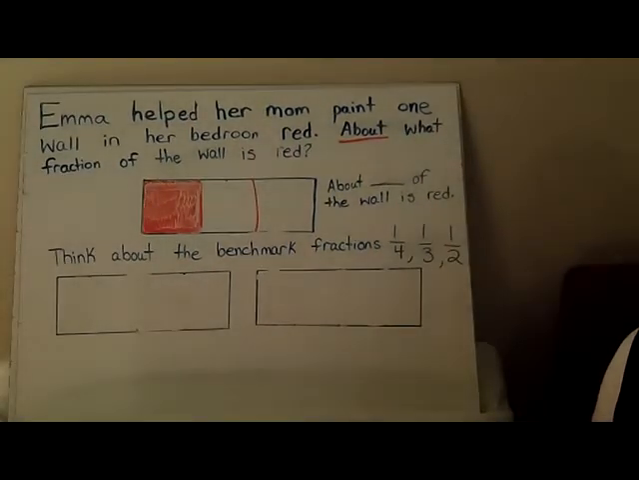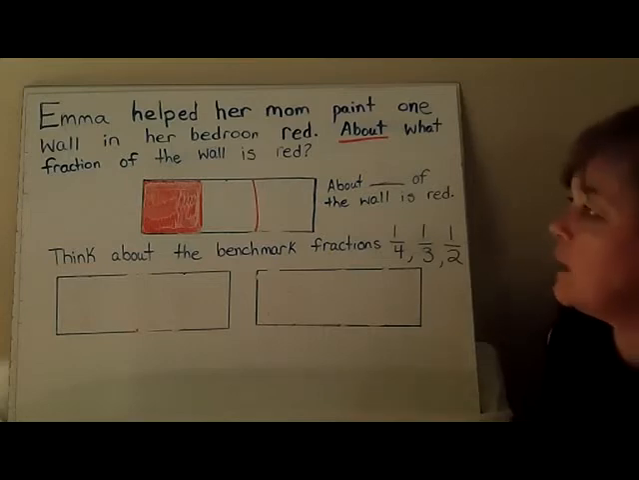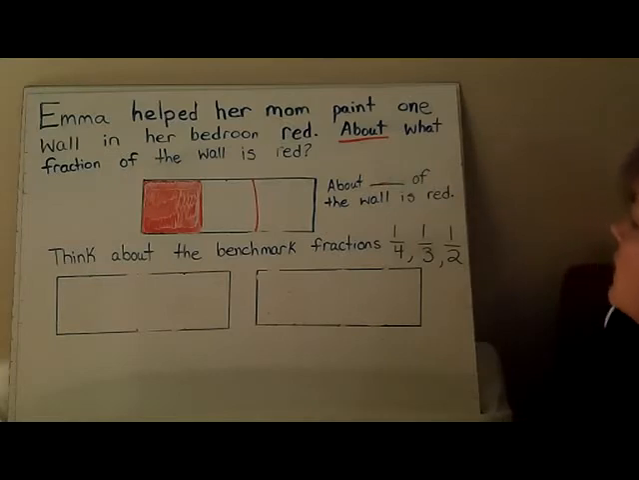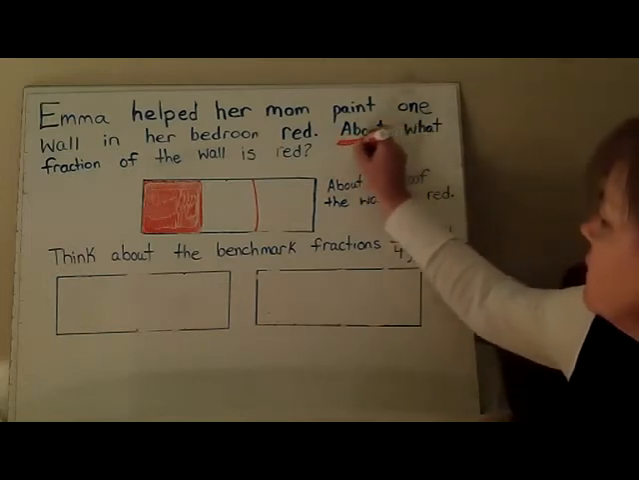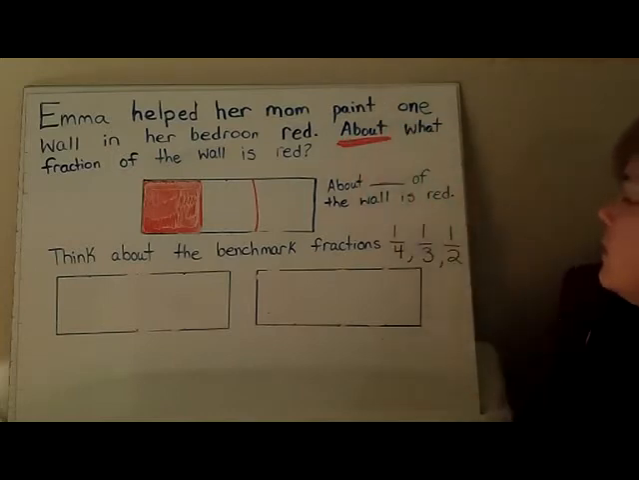Now, let's look at our benchmark fractions and just listen to this story problem. Emma helped her mom paint one wall in her bedroom red. About what fraction of the wall is red? I underlined the word about, because that word lets me know that we're going to estimate. It's not an actual answer, but it's a close guess. We're going to estimate as close as we possibly can.